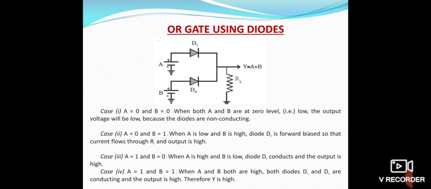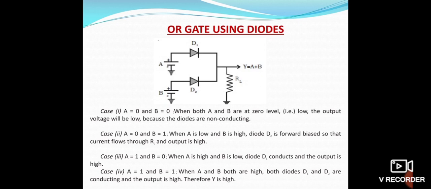Next, OR gate using diodes. There are 2 diodes D1 and D2. They are connected in forward bias. So the first case, A equal to 0, B equal to 0. What will happen? Both A and B are at 0 level, low output. So the voltage will be low because the diodes are not conducting.